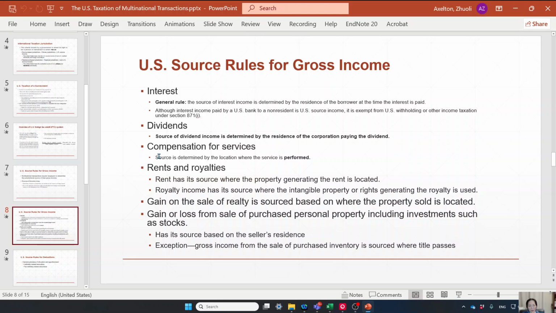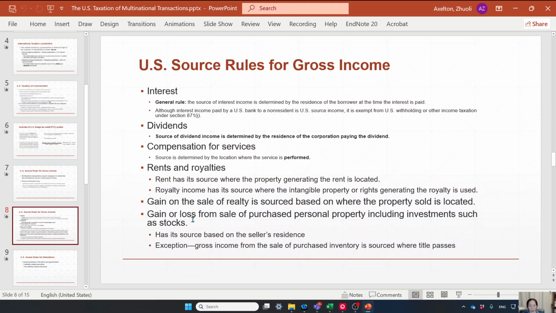And the compensation for services, similar to the sourcing rule at the state level, is normally determined by where the service is performed. And for rents and royalties, rent has a source where the property generating the rent is located. And royalty income has a source where the intangible or rights generating the royalty is used, where it's applied, how the patent is applied or used.